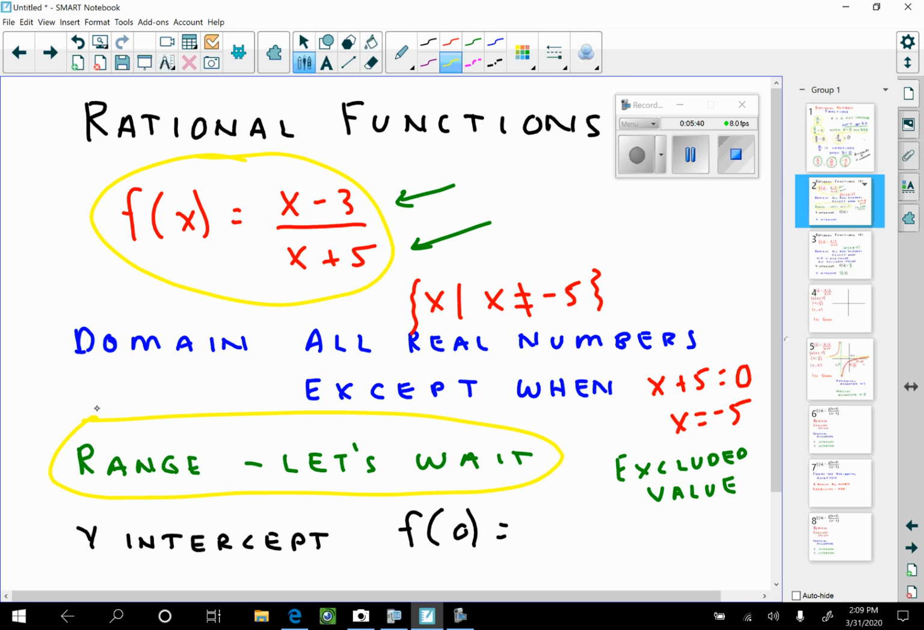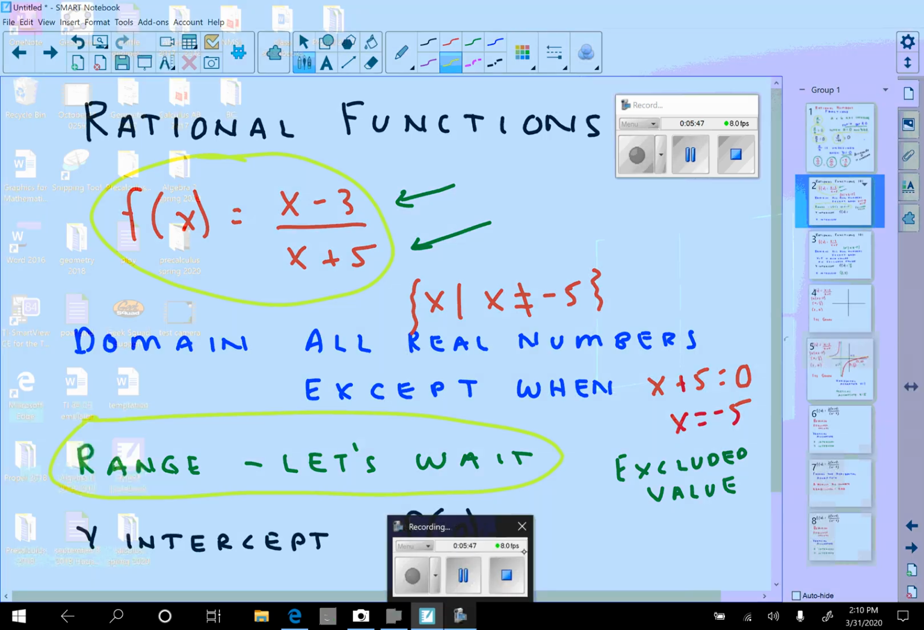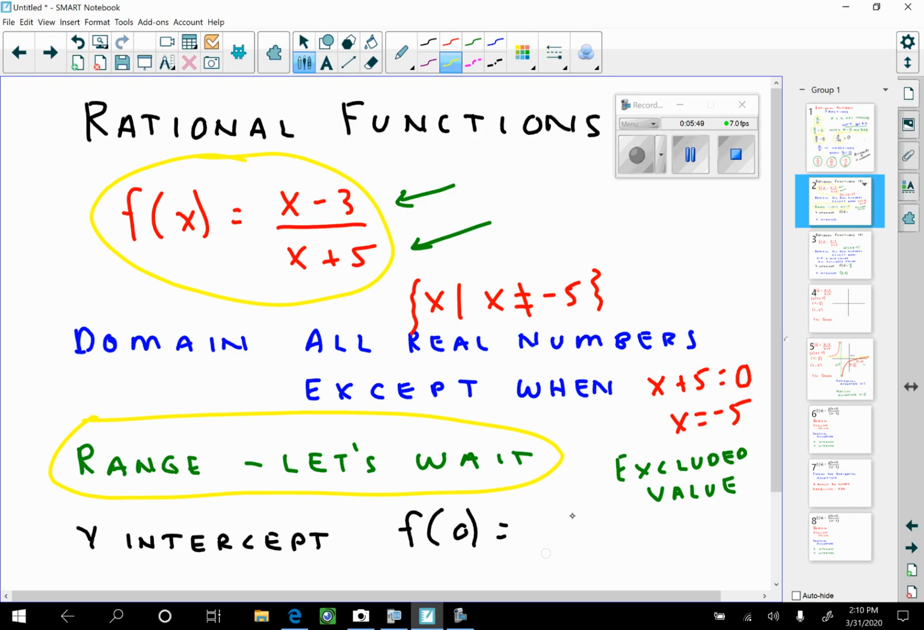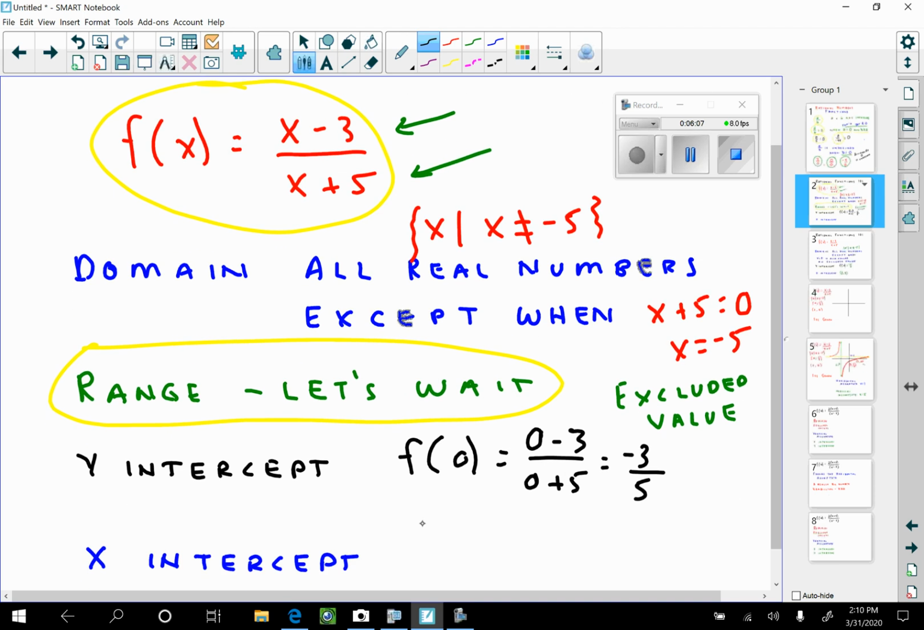The other thing that we've done, and we've done well, is we find the y-intercept. How do you find the y-intercept of any function? You let x equal 0. Come back here. You let x equal 0. And if I put 0 into that function, what am I going to get? I'm going to get 0 minus 3 over 0 plus 5. What is 0 minus 3? -3. What is 0 plus 5? 5. So my y-intercept is 0, -3/5.